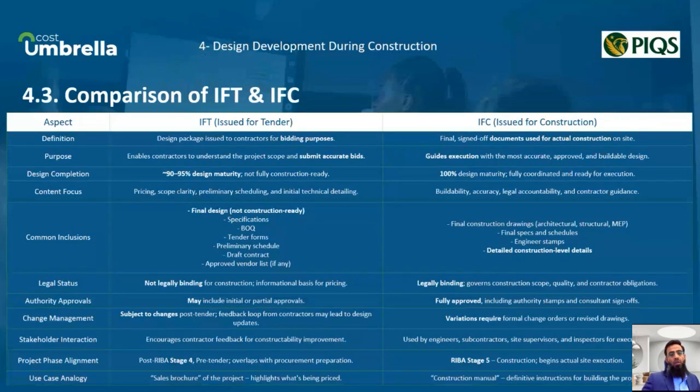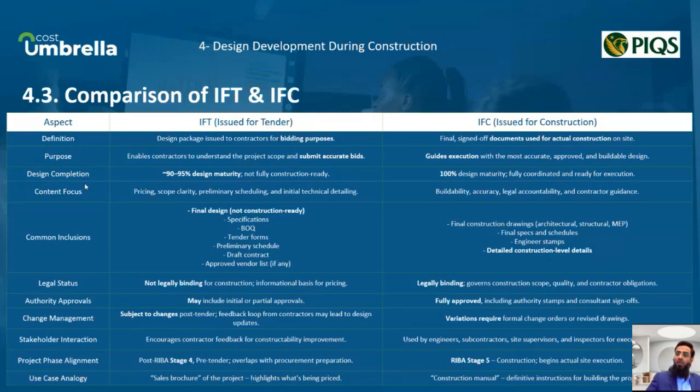Let's have a look at the difference between IFT and IFC. Definition-wise, IFT is for bidding purposes, and IFC is the document used for actual construction on site. IFT enables contractors to understand the project scope and submit accurate bids, whereas IFC guides execution with the most accurate, approved, and buildable design.